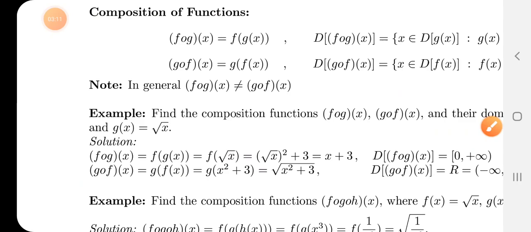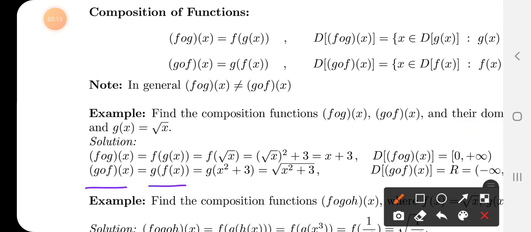Let's do the other way. Here g is outer and f is inner. So first we will replace the value of f. So what is the value of f? x squared plus 3. Now we have g. Now we have to find g of x squared plus 3. So what is the function of g? This is g. Instead of this x here, now we have x squared plus 3.